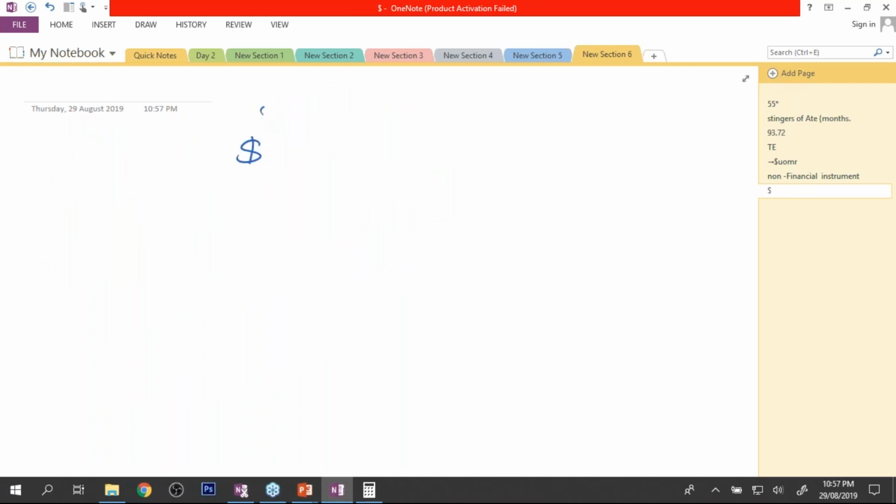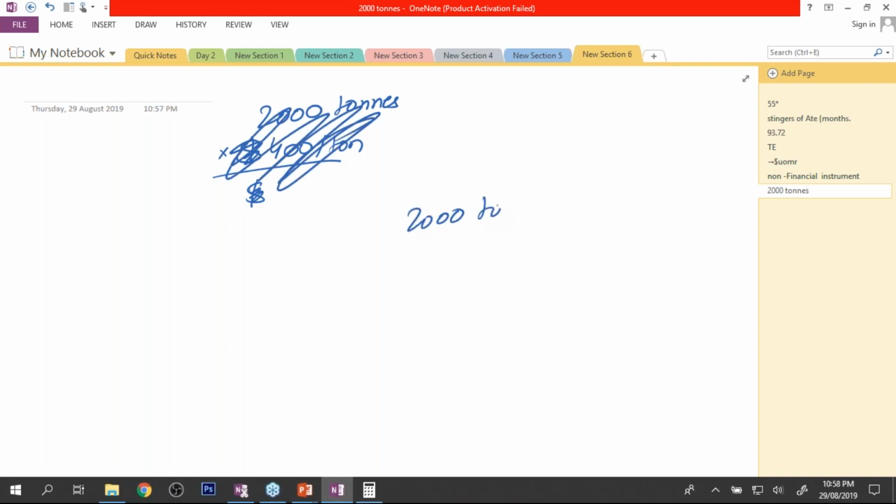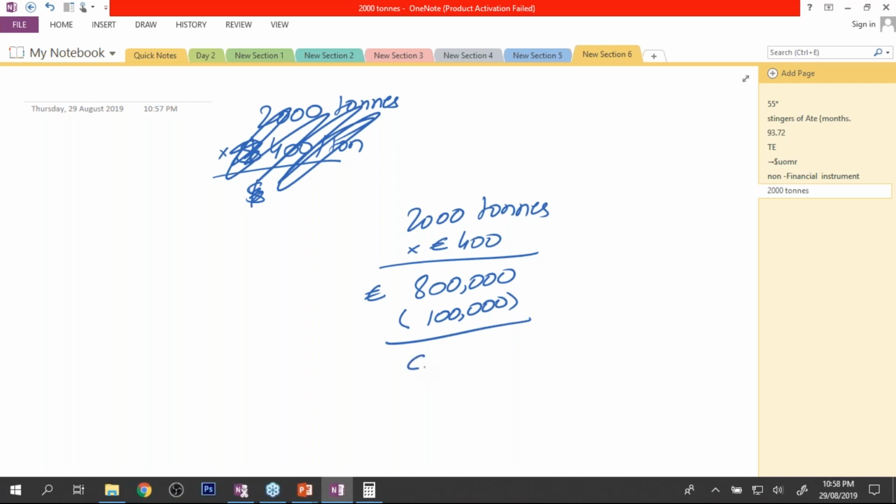So we actually had a contract of purchasing 2000 tons of steel at a price of how much? 400 euros per ton, sorry. So 2000 tons of steel into 400 euros. This means that we have a contract of how much? 800,000 euros, out of which we have already paid 100,000 euros. So my liability is now how much? 700,000 euros. This is my commitment to pay.